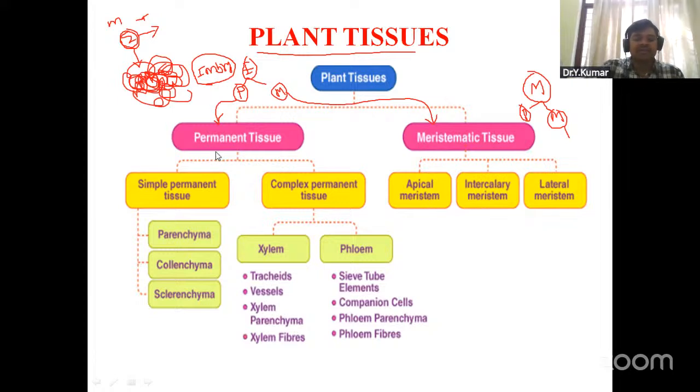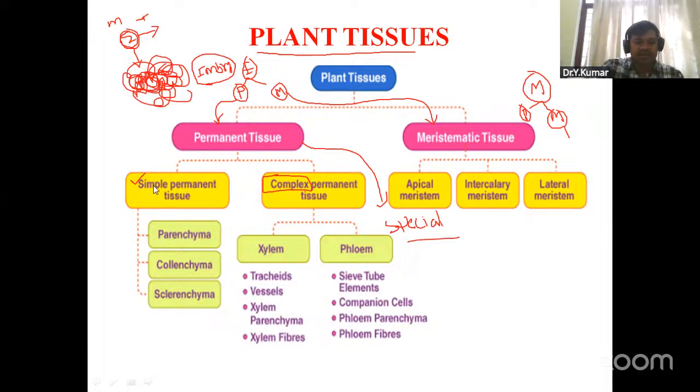And the major part of the plant body is made up of permanent tissue because they are deposited in the plant body. This permanent tissue is again divided into simple tissue and complex tissue. Apart from the simple and complex, some plants also have special tissue present, but it is not given in our syllabus. But remember it, special tissues are also present, right?